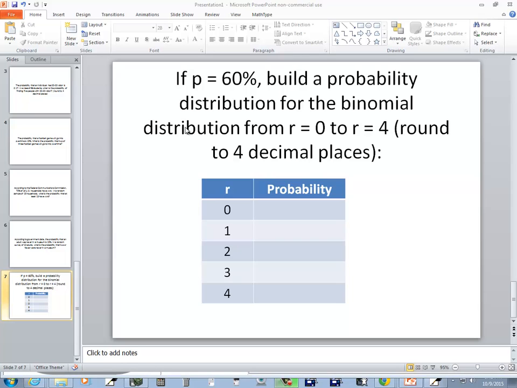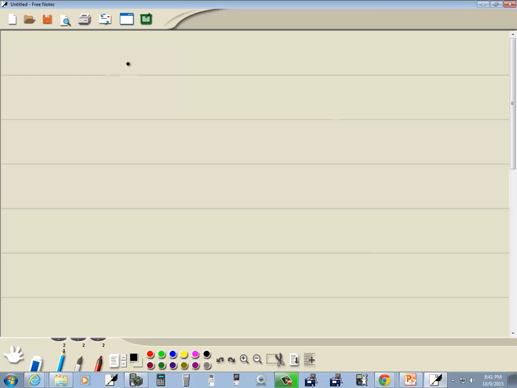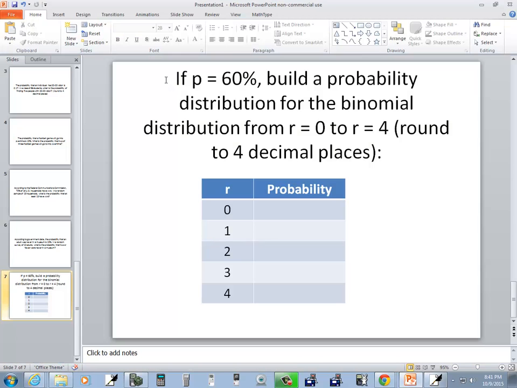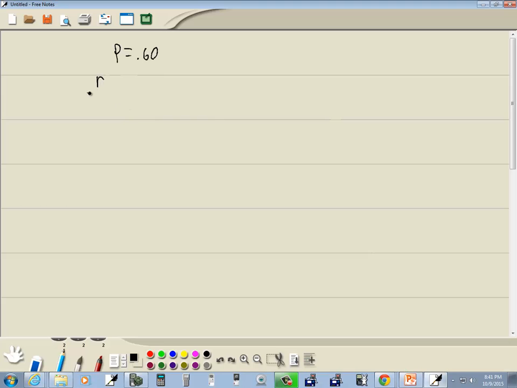Let's take a look at this problem. It says if P is 60%, so P is 0.60, build a probability distribution for the binomial distribution from R equals 0 to R equals 4, and we'll round to 4 decimal places. So these are all our R values.